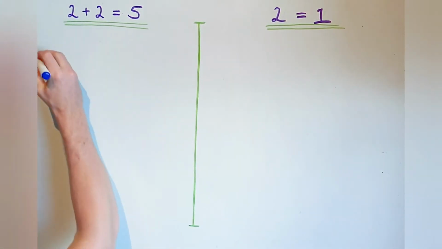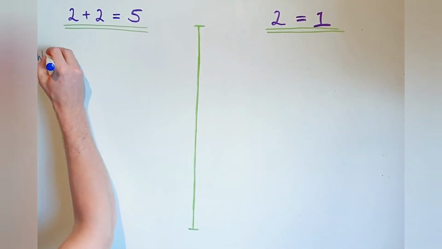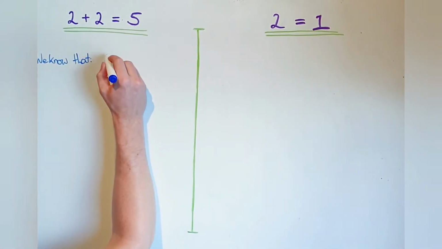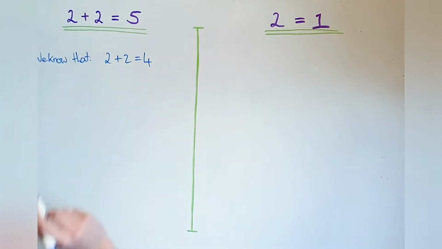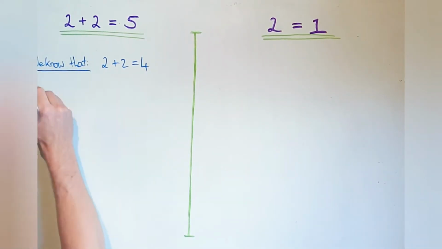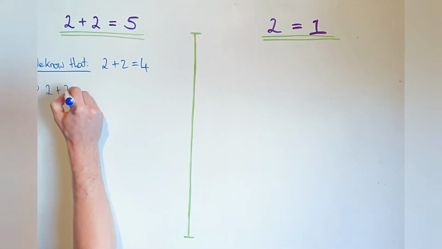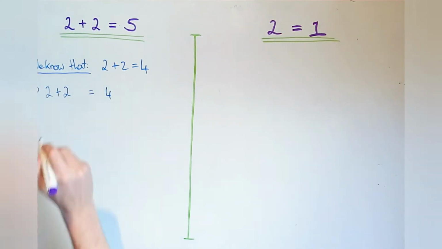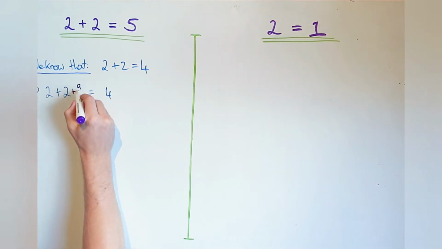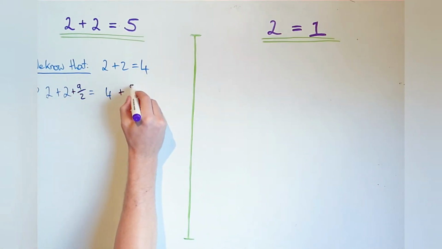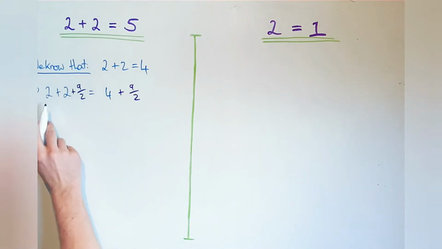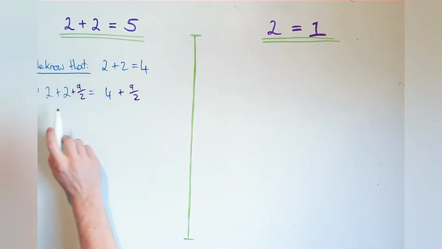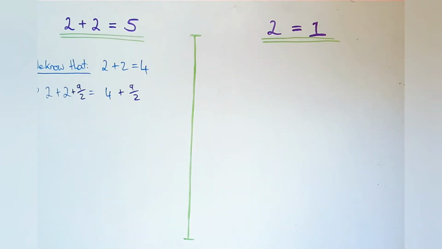So let's begin with an assumption. We know that 2 plus 2 equals 4. All right, so I'm going to rewrite this, 2 plus 2 equals 4. But what I'm going to do in addition is add a 9 over 2 to each side. So no problems there. 2 plus 2 still equals 4 because we can minus 9 over 2 from each side and we get back to our original equation. So no problem so far.